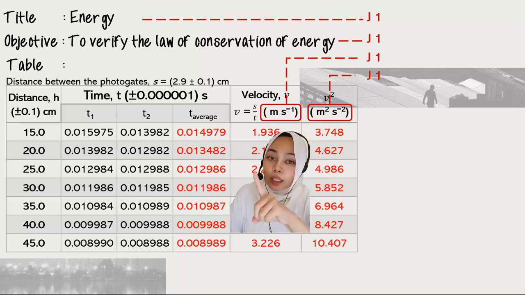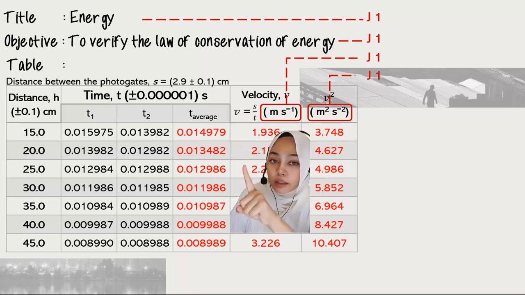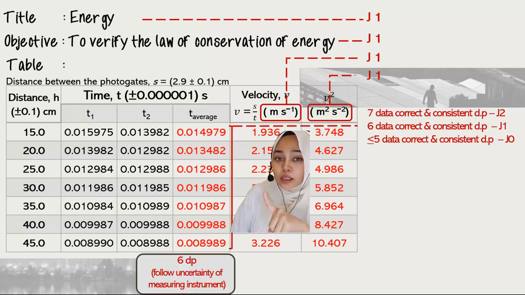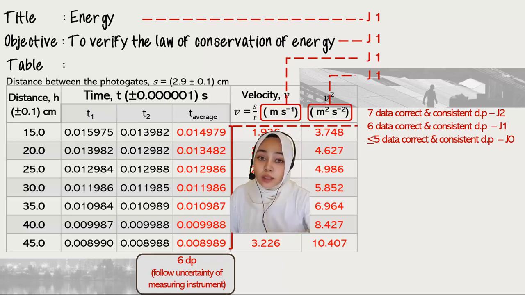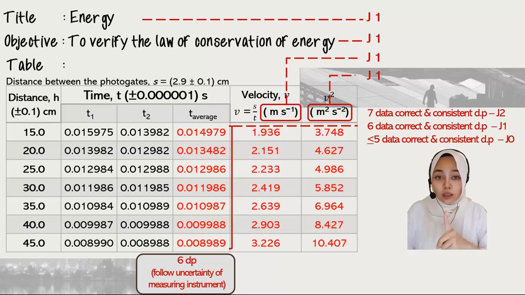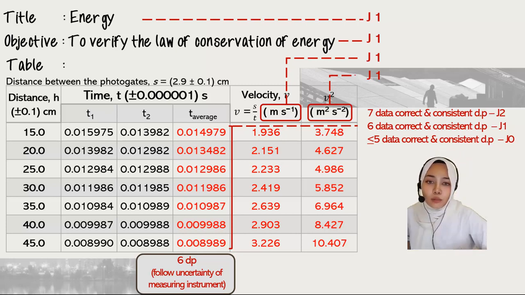Now let's go to the data that you have calculated. The first one, that is T average. If all the 7 data is correct with 6 decimal places as the uncertainty, because you have to follow the decimal places of the measuring instrument, you're going to reward 2 marks. If one data is wrongly calculated or the decimal places is wrong, not 6 dp, 1 mark. More than 2 wrongs, 0 mark.